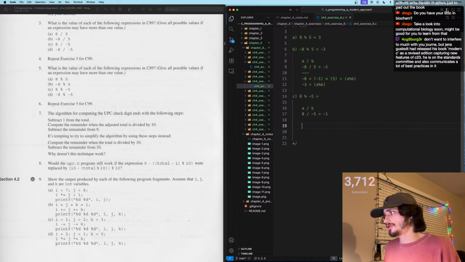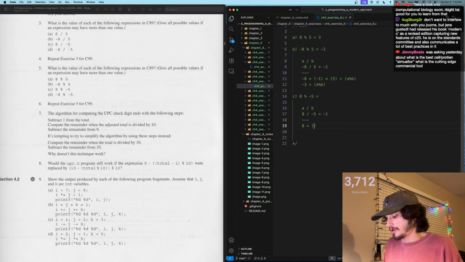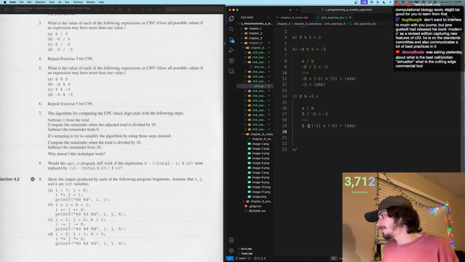We are then going to do 8 equals negative 1 times negative 5 plus A modulo B. And this will do positive 5 less than 8 would bring us to positive 3. Really? Yeah, it makes sense, actually, because that one's negative 3. It's interesting how these work. They're a little bit of a brain teaser.